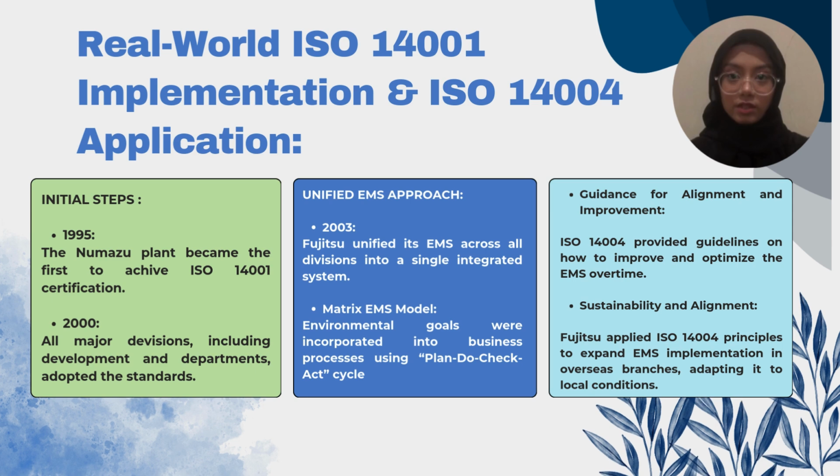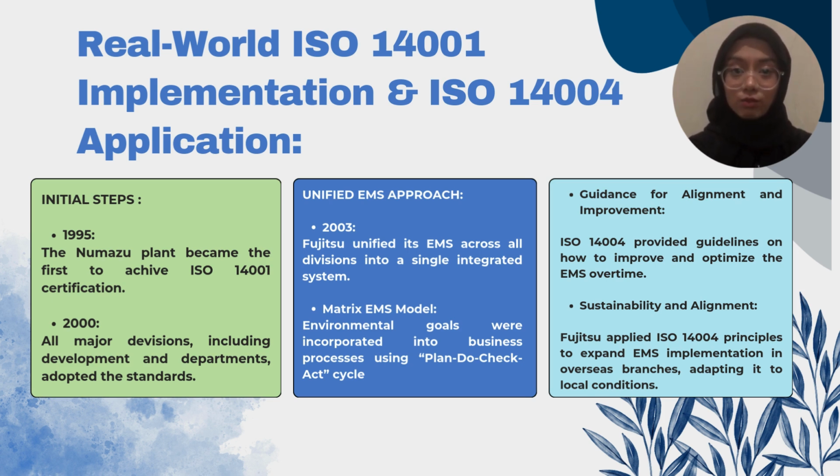A major milestone came in 2003 when Fujitsu unified its environmental management system across all divisions into a single integrated approach. They used a matrix EMS model where environmental goals were embedded directly into business processes using the plan, do, check, act cycle, a core concept of ISO 14001. Now, this is where ISO 14004 played a vital supporting role. It provided guidance on how to improve and align the EMS over time, ensuring continuous improvement.